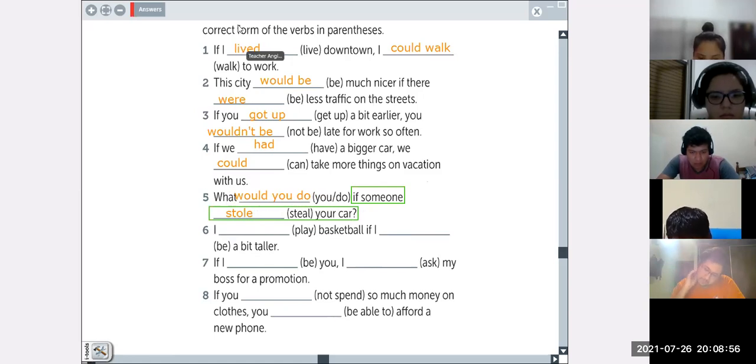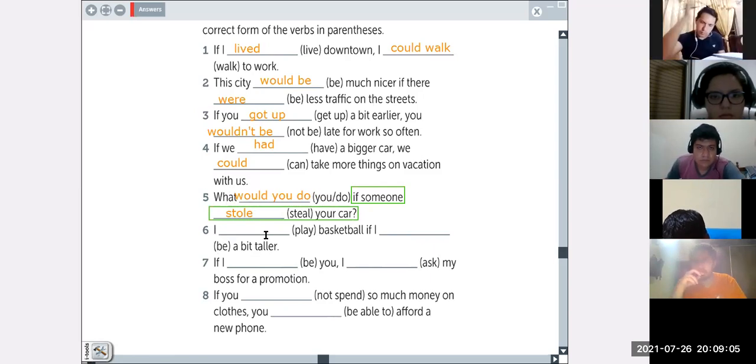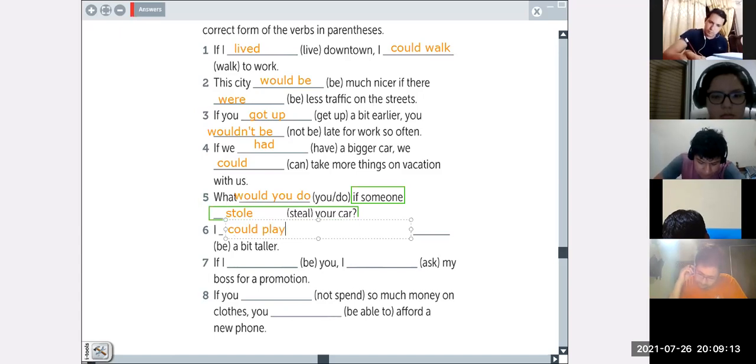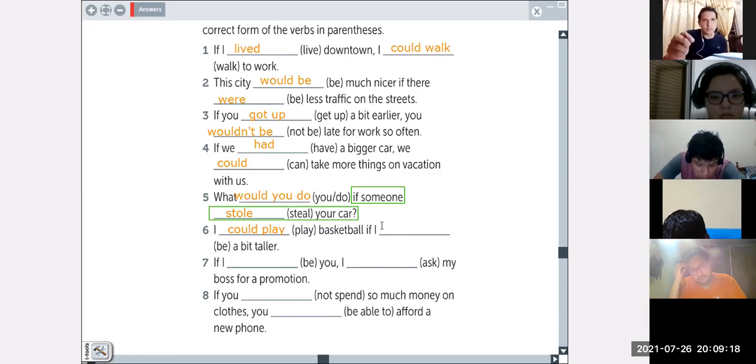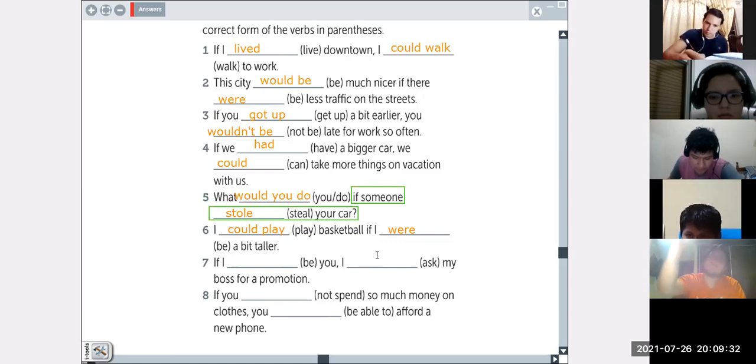Let's go with Fanny, please. Number 6. You could play basketball if you be a bit taller. ¿Cómo hacemos el verbo be en el pasado? You were. Taller. If I were, right? I could play basketball if I were a bit taller. Very good.